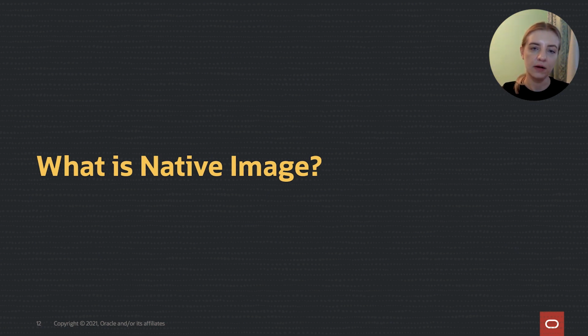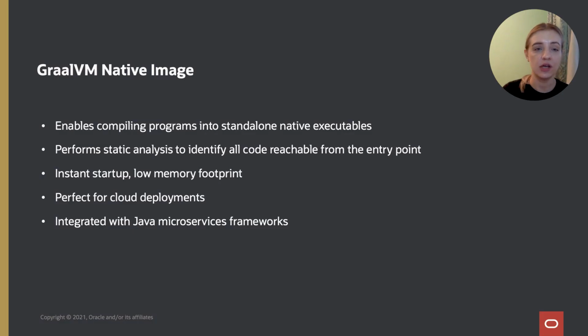Now, this was everything about JIT and GraalVM compiler, but let's also talk about native image. So what is native image and why you could be interested in it? Native image is a technology that allows you to take your Java application, compile it ahead of time into a native executable, and this way significantly reduce startup time and memory usage of such application.